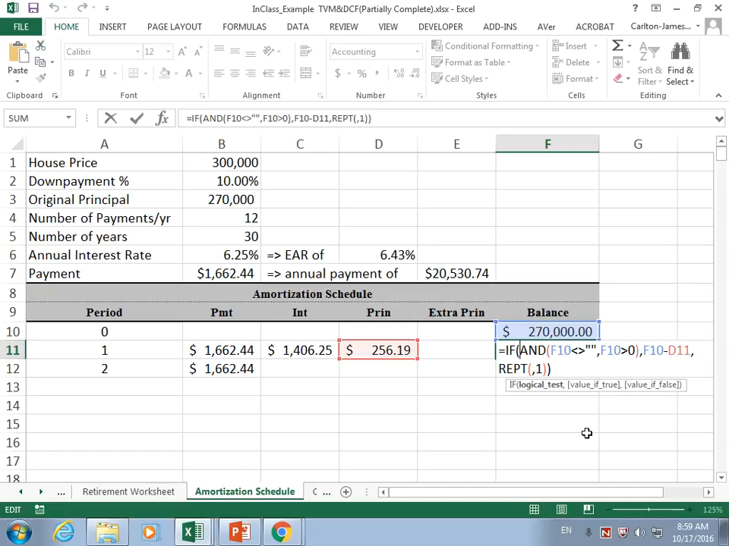Don't you also have to include the extra principal payment, just in case you make it, in the formula? Well, yes, but I'm ignoring that. So you're right. If you make an extra principal payment, then this formula will take that into account. But I'm ignoring that.